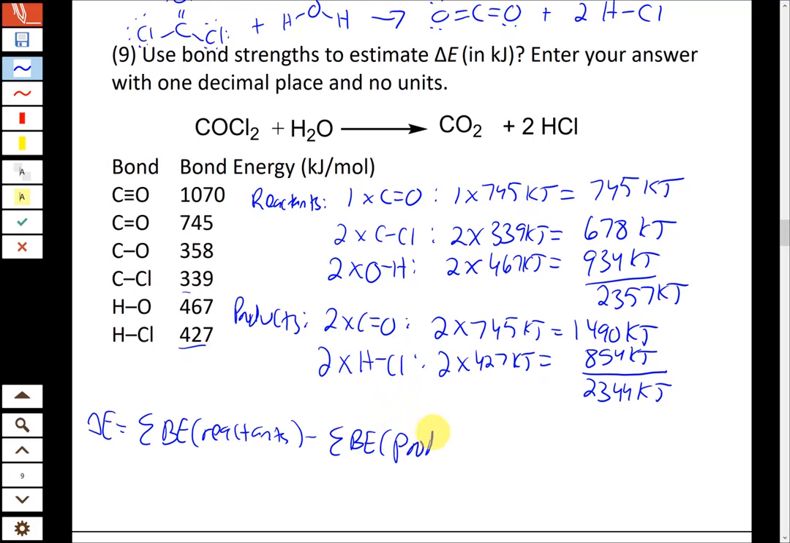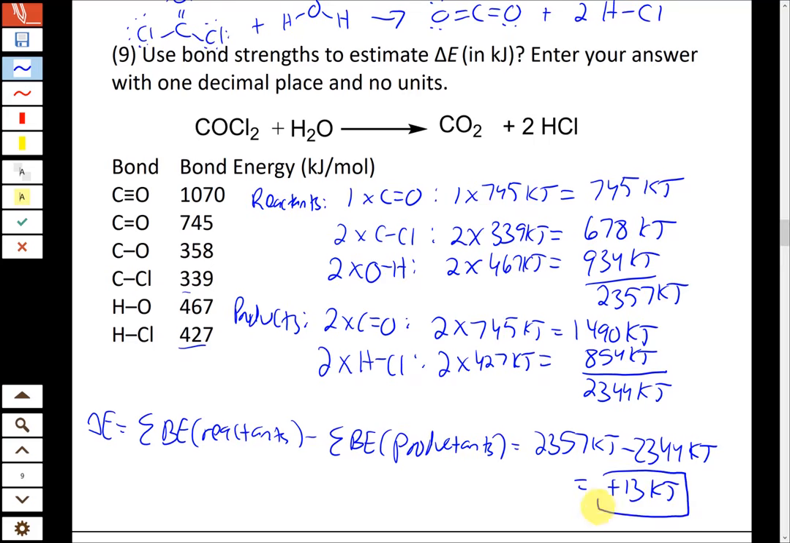That's because bond energy is defined as the amount of energy needed to break a bond. So we're going to be breaking bonds on the reactant side, which is endothermic, forming bonds on the product side, which is exothermic. So that's why we're going to take those and subtract them in that way. Reactants minus products. So the first number was 2,357 for the reactant side, 2,344 for product side. So this is not a very big enthalpy change, but it comes out to a positive number. It's going to be positive 13 kilojoules.